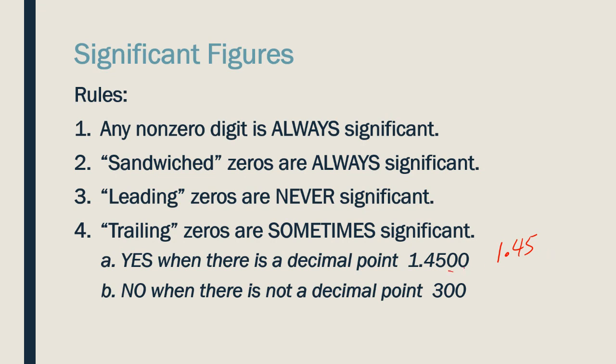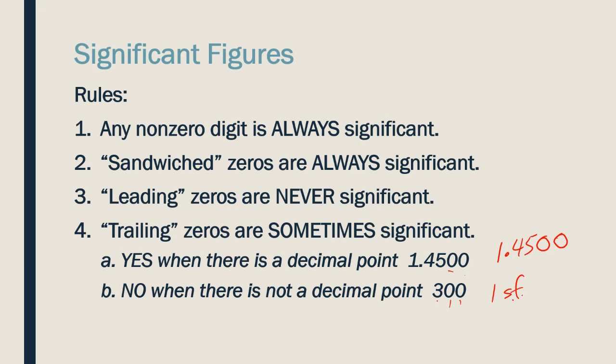But if you kept writing a 0, then that means you measured it to this point, but just so happened to be that they were both zeros, and you want to let the world know, hey, I measured it all the way out here. So those would be considered significant. If there is no decimal, 300, those are not significant. So this 0 and this 0 are not significant. There's only one significant figure on that 300.